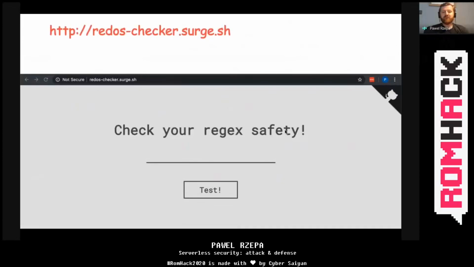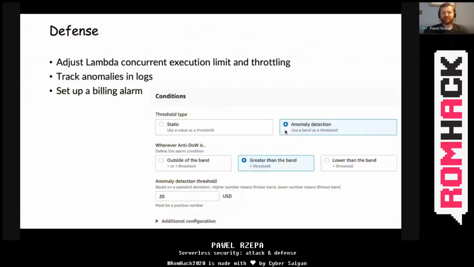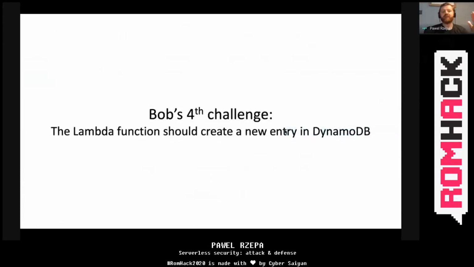So what can you do? First of all, if you have a regular expression that you are not sure about, you can use the website called ReDoS Checker at Search SH. You simply copy paste the regex there, and you will be notified if it is vulnerable or not. Furthermore, you should verify any anomalies in logs. You can also set up a billing alarm that will notify you if your billing is going too high.